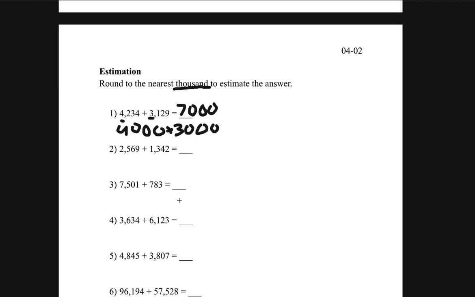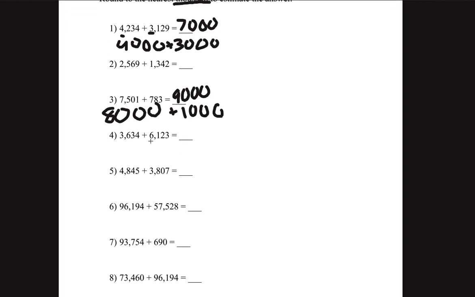Okay, let's move on to number 3. Since it's above 500, we round 7,501 to 8,000, and then the 782 to 1,000, and then in total you get 9,000. So if your number is above 500, then you're rounding up to 1,000. But if it's below, you would round down.